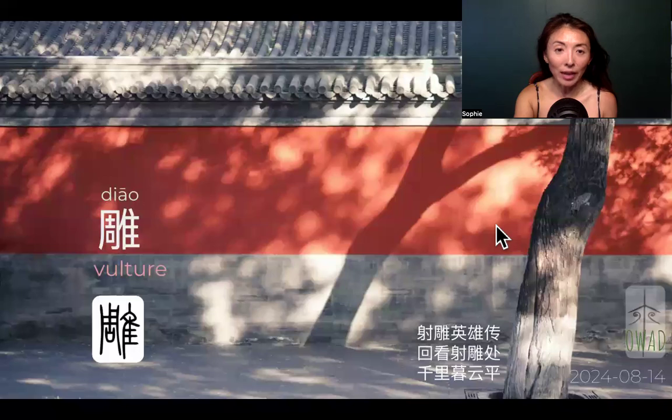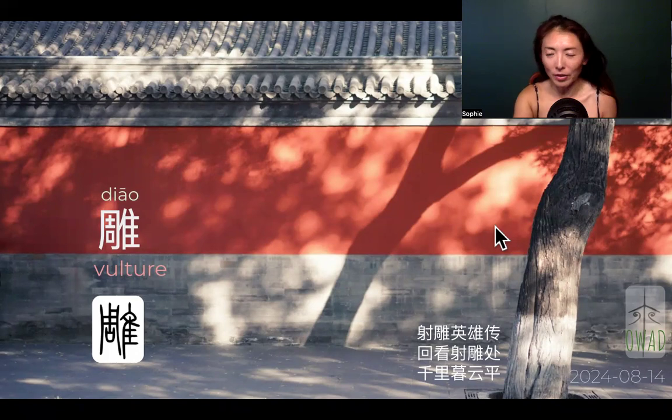Today's animal character is Diao, vulture. So I had to check what's the difference between Ying and Diao, because for me, as a Chinese user, Ying and Diao both are big predatory birds. What's the difference? It turned out that Ying is more like an eagle.